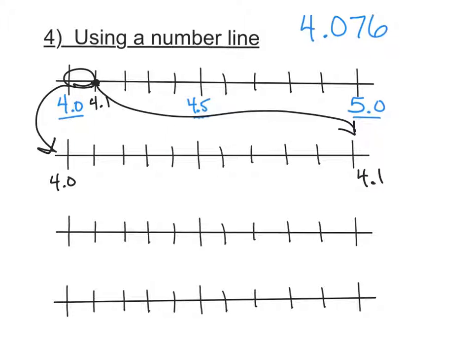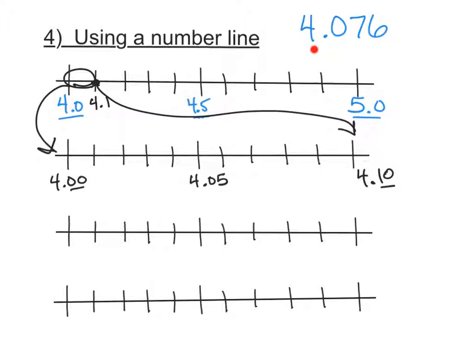So now what I can do is go halfway between 4.0 and 4.1, which is a little bit tricky to figure out. So I might add a 0 to help myself out, because now I can see it's 4.00 and 4.10. Halfway between 0 and 10 is 5, so 4.05. So now I'm counting actually by hundredths. So this is 4 and 0 hundredths, 4 and 1 hundredth, 4 and 2 hundredths, 4 and 3 hundredths, 4 and 4 hundredths, 4 and 5 hundredths, and so on, 4 and 9 hundredths to 4 and 10 hundredths.